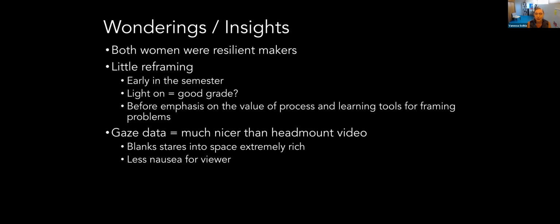We were still starting to help them understand the importance of process and this idea that the documentation and reflection on process was what we really valued. But it takes several weeks before students really start feeling that and trusting that that's the case. And so as we put more emphasis on the value of process and on providing tools for learning how to frame and reframe problems, we wonder what kind of activities would they have done? Would they have reframed the whole task? We don't know.